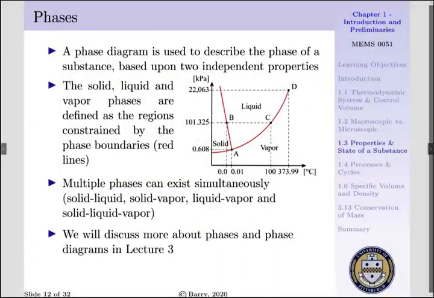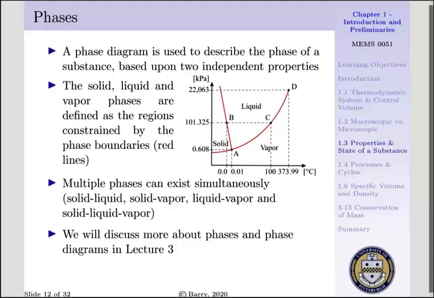Now, when we talk about phases, we use a phase diagram to describe our substance based upon two independent properties, typically pressure and temperature. The solid, liquid, and vapor phases are regions defined by our phase boundaries, i.e. the red lines on our phase diagram to the right. Multiple phases can exist simultaneously. That is, at points A, B, and C, we can have a solid, liquid, and vapor phase existing simultaneously at point A, a solid and liquid phase existing at point B, and a liquid and vapor phase existing at point C. We will discuss more about phases and phase diagrams in Lecture 3.